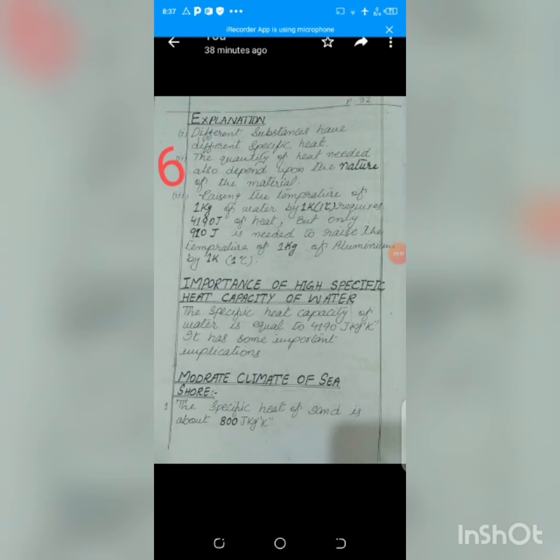Explanation: different substances have different specific heat. The quantity of heat needed also depends upon the nature of the material. Raising the temperature of water by 1 Kelvin requires 4190 joules of heat, but only 910 joules is needed to raise the temperature of 1 kilogram of aluminium by 1 Kelvin.